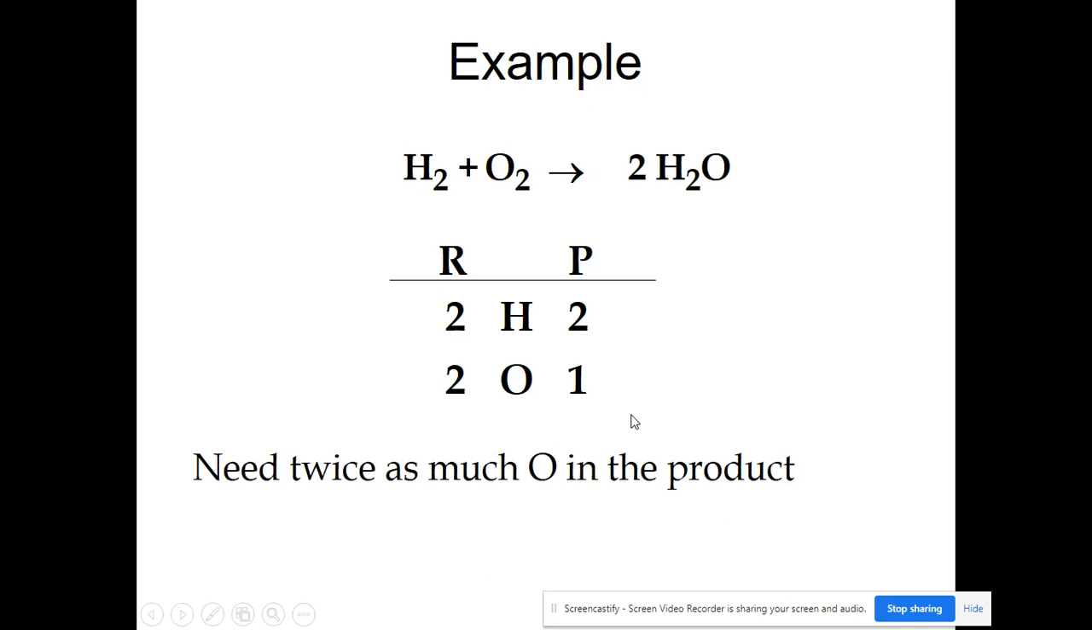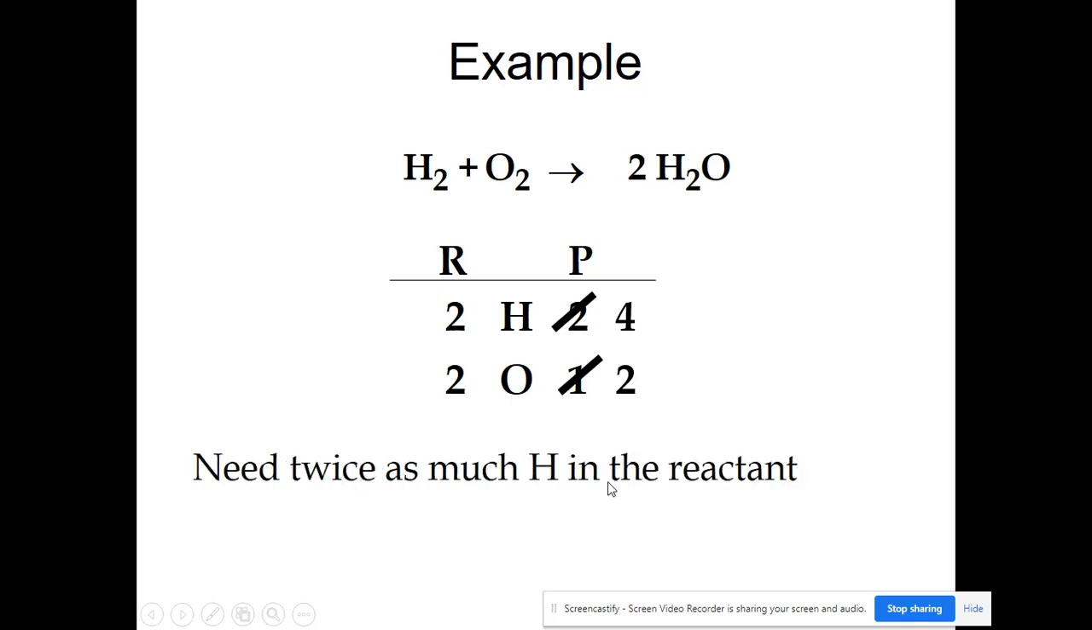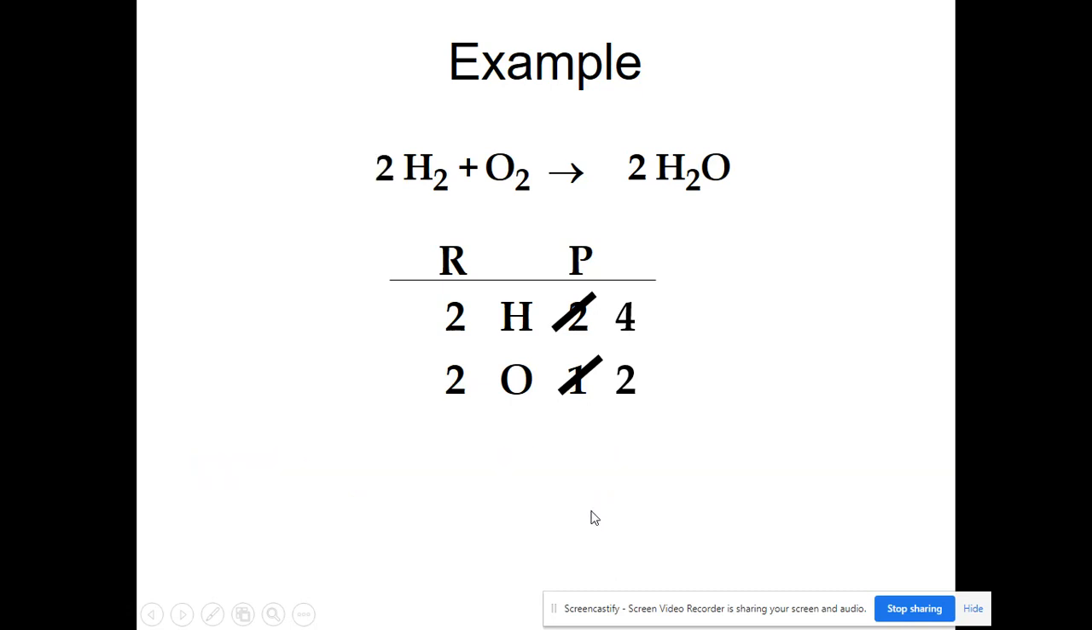And when we look at our table, we can see that this will change the number of oxygens on the product side. So instead of 1, we now have 2, but it also changes the number of hydrogens. So instead of 2, we now have 4. Since the hydrogens are no longer balanced, we're going to have to add more hydrogens to the reactant side in order to balance our hydrogen. So we're going to add a 2 in front of the hydrogens on the reactant side.